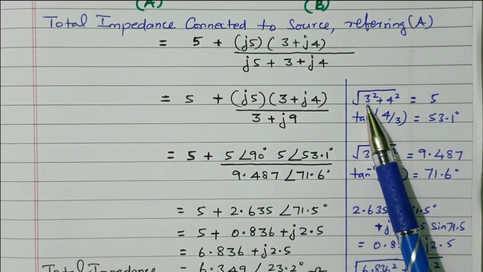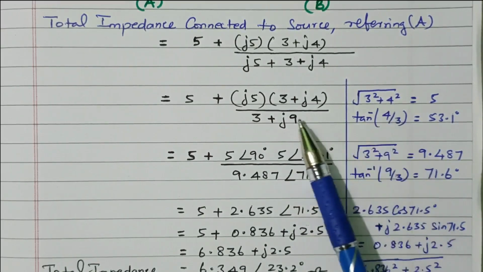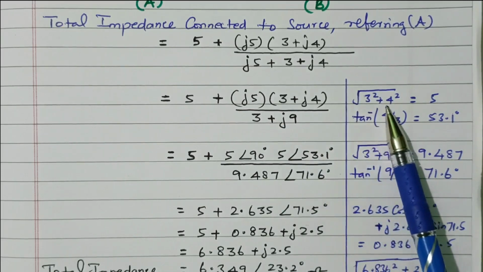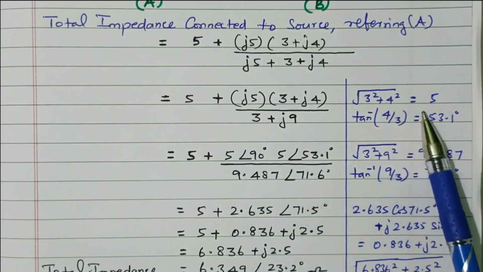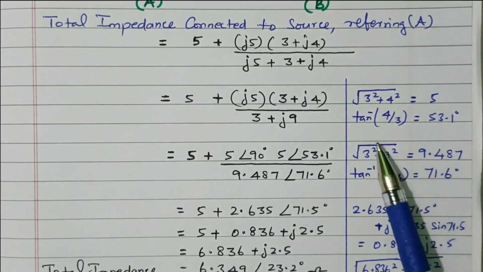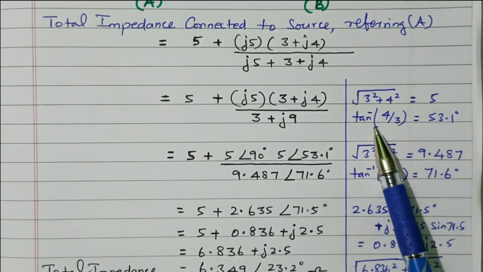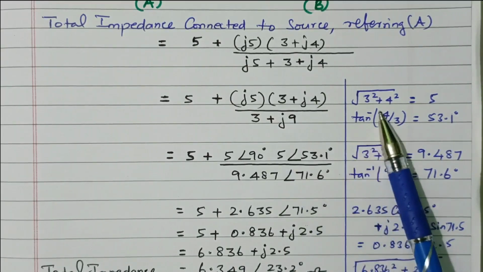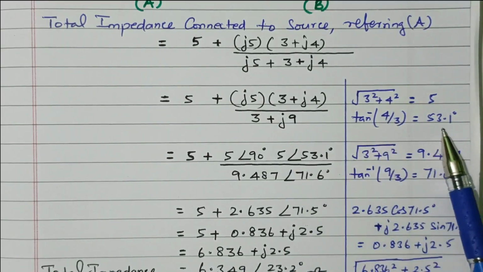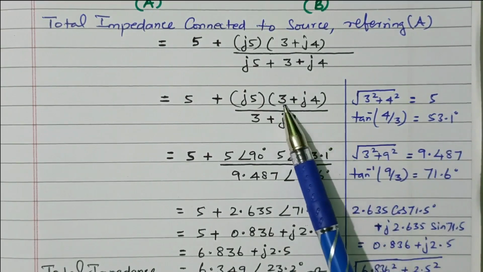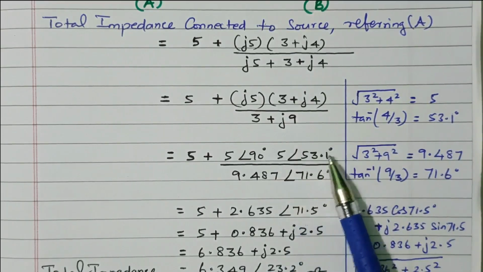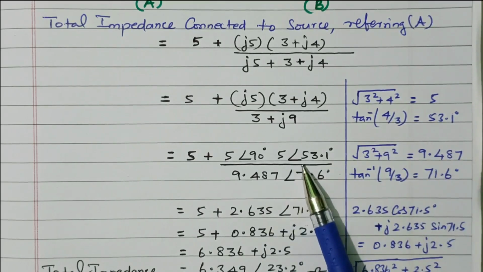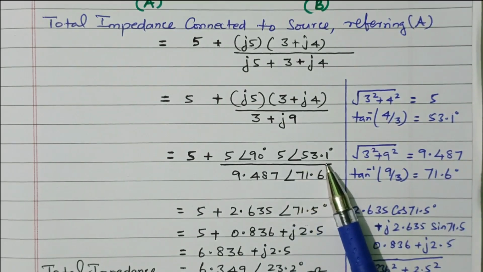This is magnitude and angle. Magnitude is the square root of 3 square plus 4 square, real term square plus imaginary term square. 3 square plus 4 square is 25. So square root of 25 is 5. Then the angle is tan inverse 4 by 3, imaginary term divided by real term. Tan inverse 4 by 3 is 53.1 degree. Right. So this rectangular form is converted into polar form by using this formula: magnitude 5 with an angle of 53.1 degree.